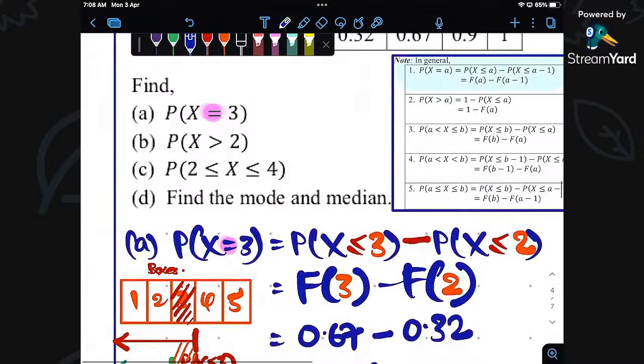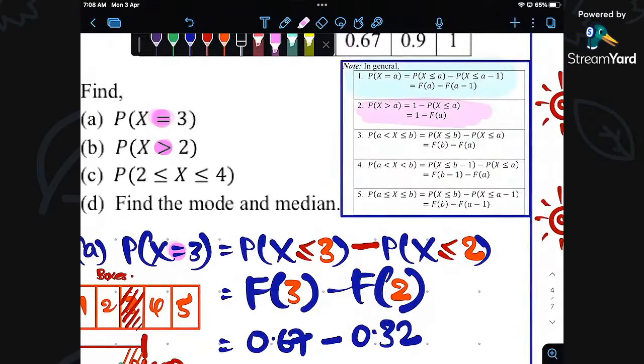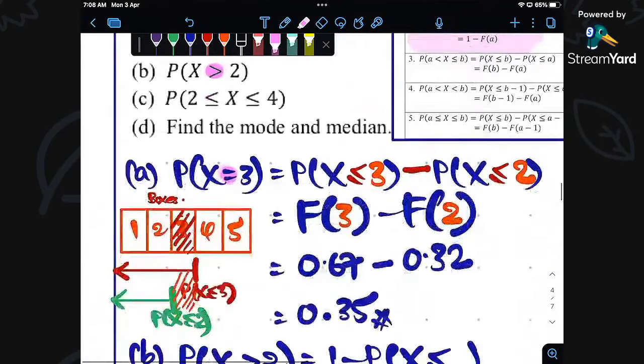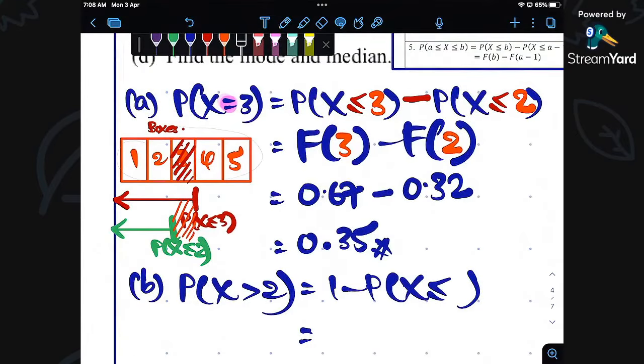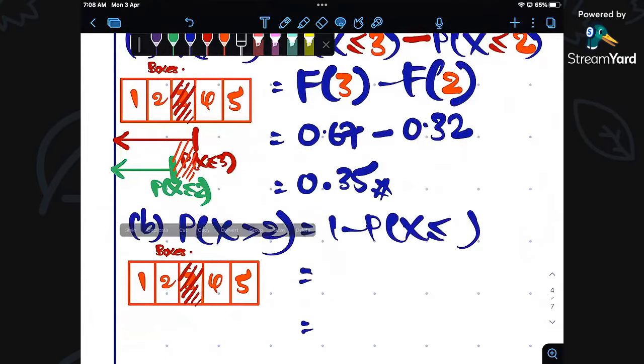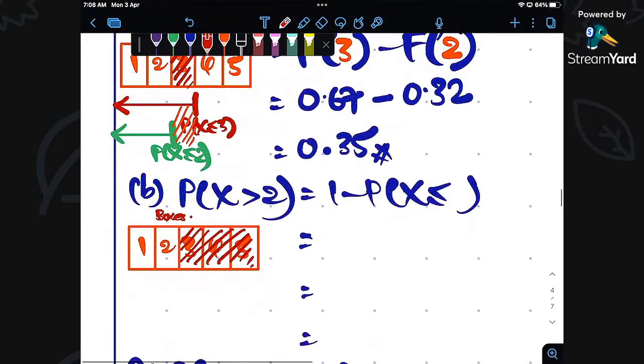And next question, they asked us P(X) more than 2. So more than 2 may seem a bit weird to you at the beginning, but it is not that weird. It is just actually by using these boxes, but then we do not want 3, of course. We want more than 2. So you shade the region where it is more than 2. More than 2 is 3 and above. So we want that shaded region.